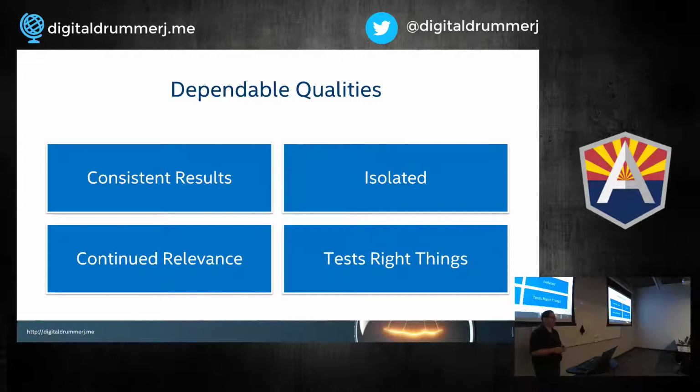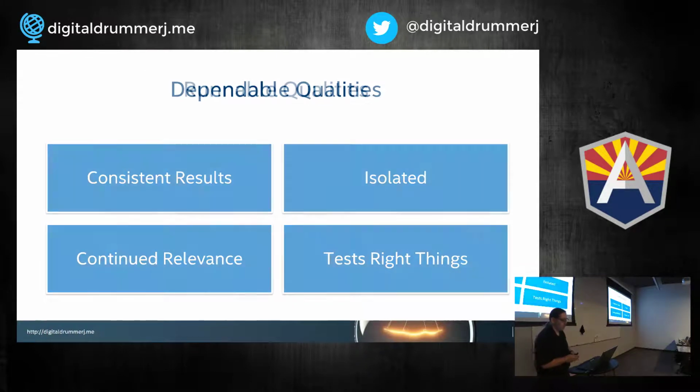And then test the right things. I see so many times people go, I want 100% code coverage. Chances are you're probably not testing the right things if you make 100%. You're testing every little thing that doesn't matter. So test the things that users care about. Test the things that are fragile. Make sure it's all the right stuff.